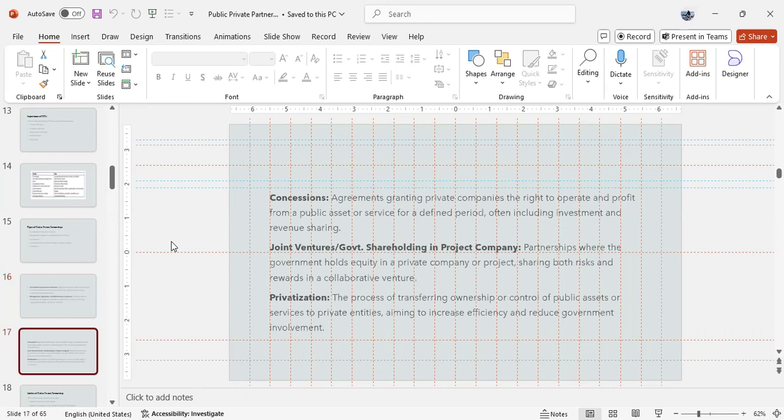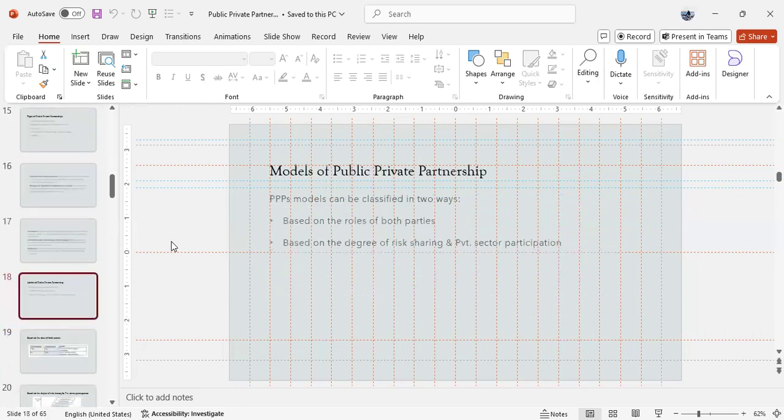Concessions, agreements granting private companies the right to operate and profit from a public asset or service for a defined period, often including investments and revenue sharing. Joint ventures or government shareholding in project company. Partnerships where the government holds equity in a private company or project, sharing both risks and rewards in a collaborative venture. And then privatization, the process of transferring ownership or control of public assets or services to private entities, aiming to increase efficiency and reduce government involvement.